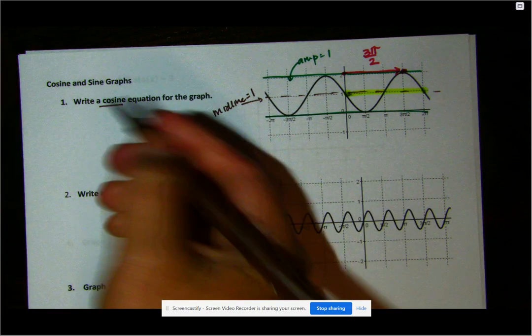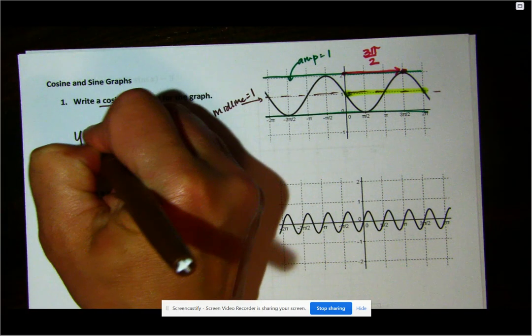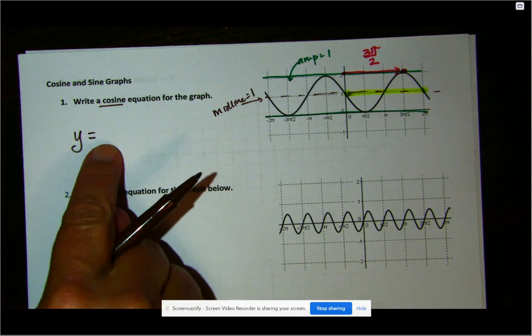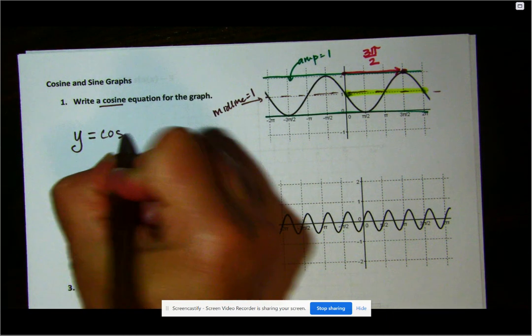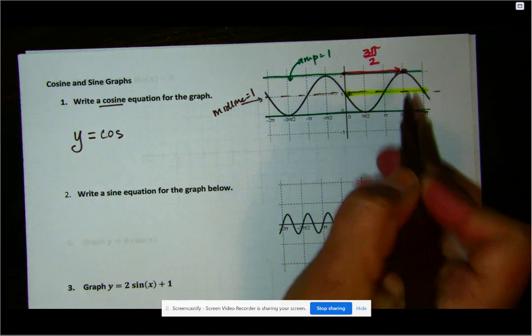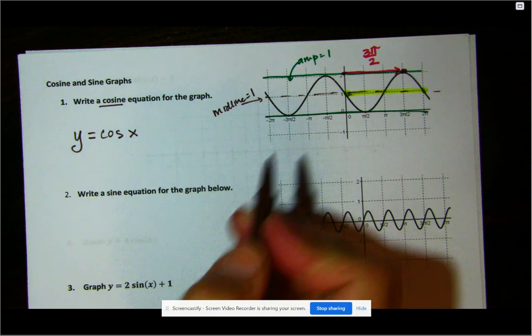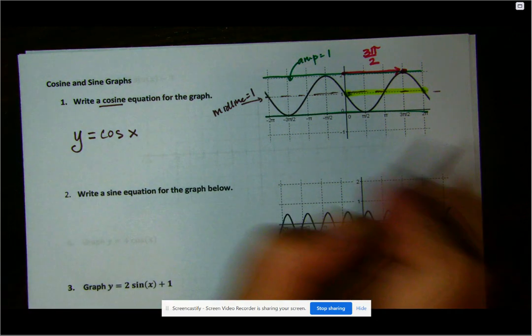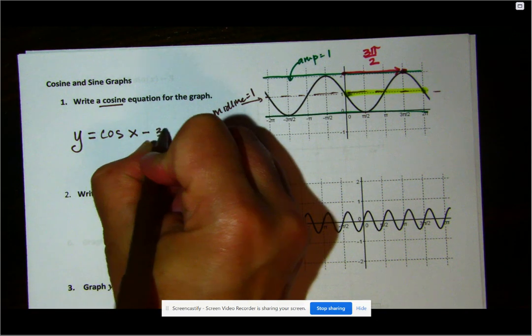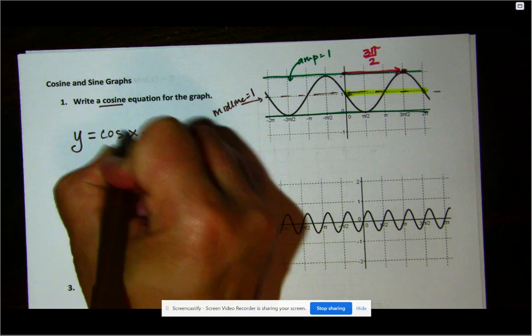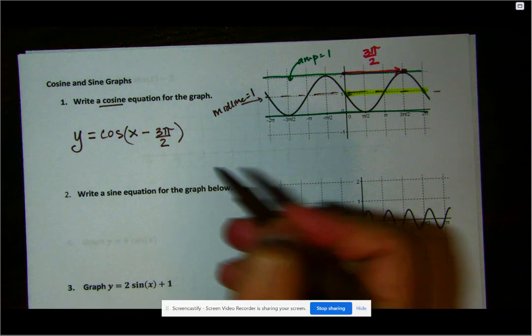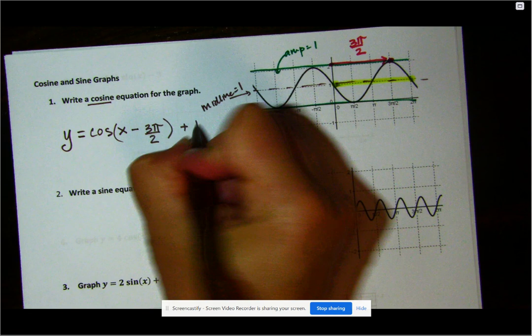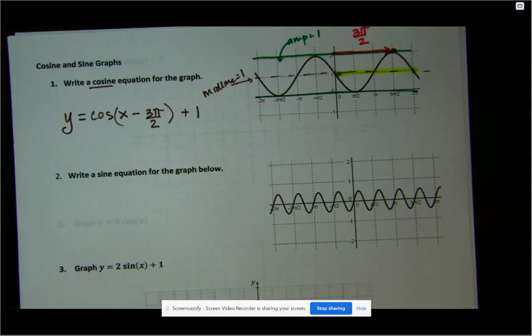Let's go ahead and write the equation. y equals, amplitude is 1, so we're not going to write anything in front. Cosine, frequency is 1, so just x. 3 pi halves to the right, so minus 3 pi halves. That needs to be in parentheses with the x. And then up 1, boom. And then you, of course, would check that using Desmos.